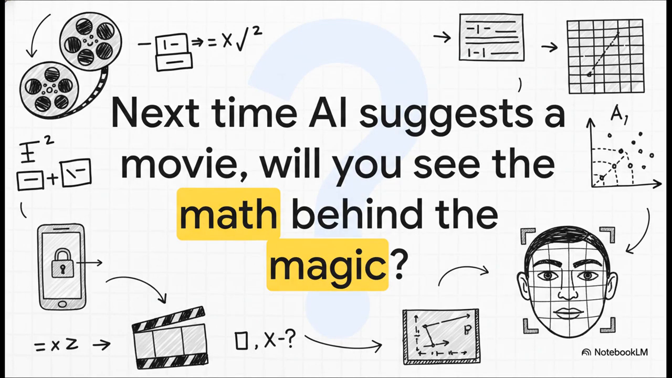So, the next time your phone unlocks just by seeing you, or an AI suggests a movie you end up loving, maybe you'll think about it a little differently. Will you be able to see the elegant, powerful math that's working behind all that magic?